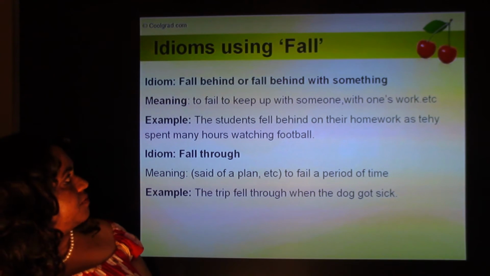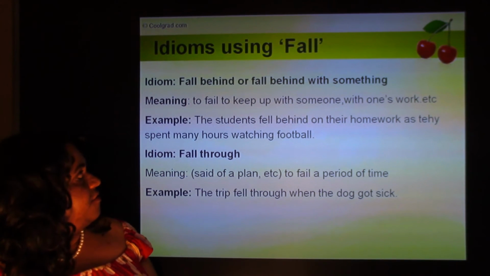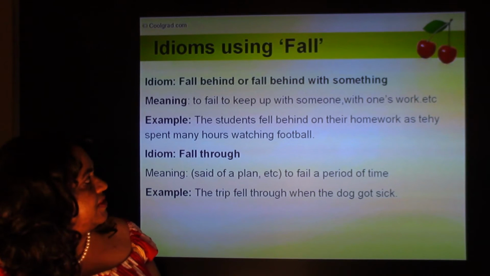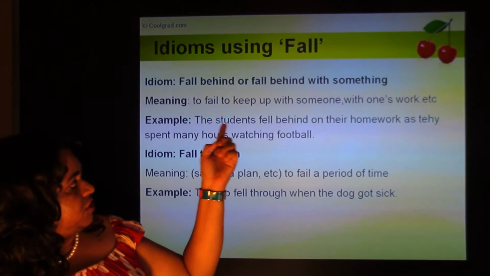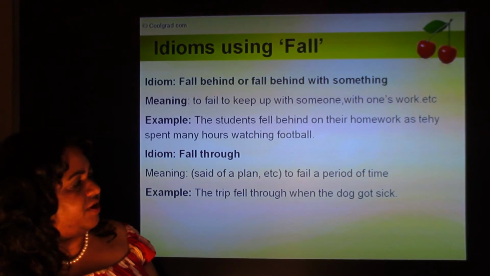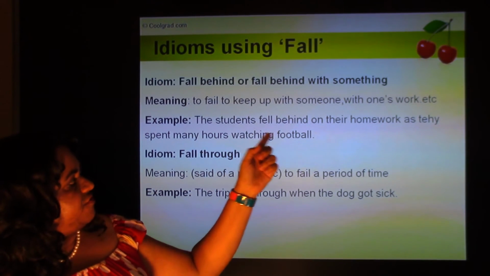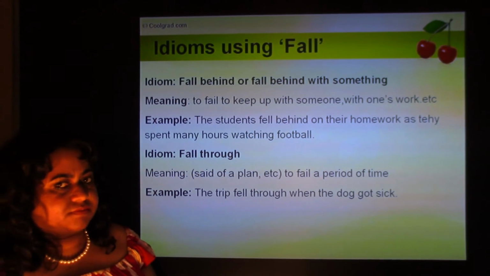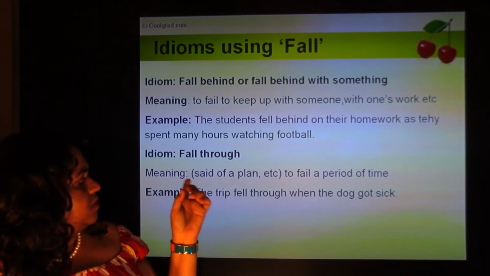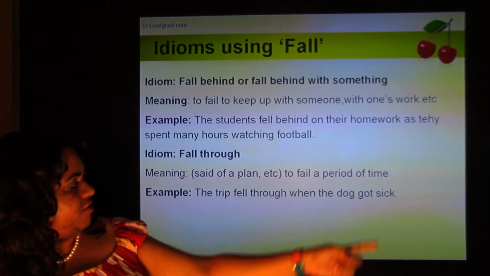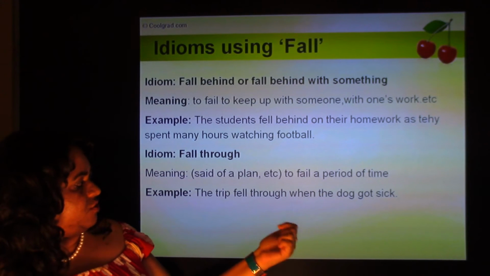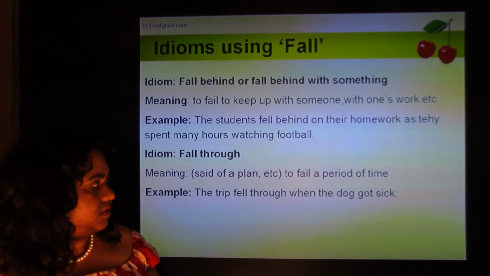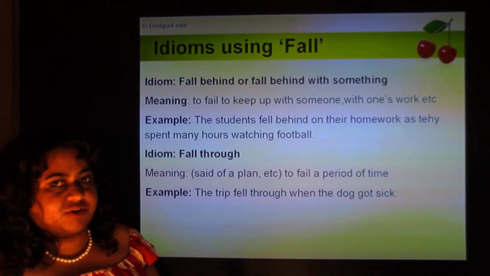Idioms using fall. Some more. Fall behind or fall behind with something. To fail to keep up with someone or with one's work, etc. The students fell behind on their homework as they spent many hours watching football. Fall through. Set up a plan, etc. To fail a period of time. The trip fell through when the dog got sick. Means it failed for some time.